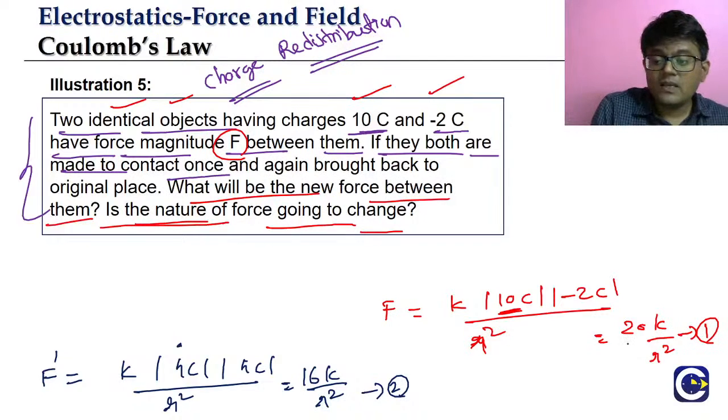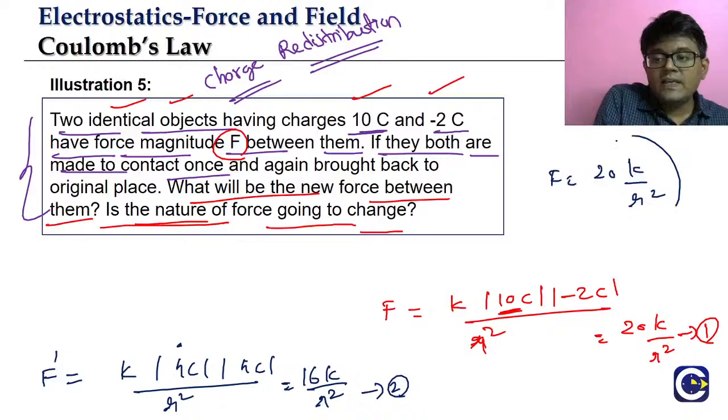Look here, from the first equation, F is equal to 20k by r square. From this, let us get the value of k by r square. What do we need to do? We need to bring this 20 to the left side.